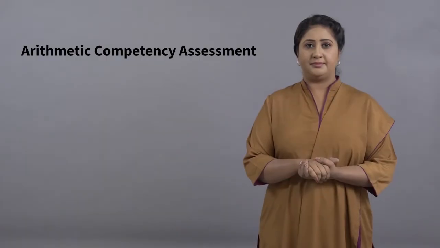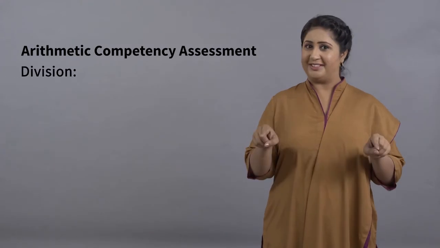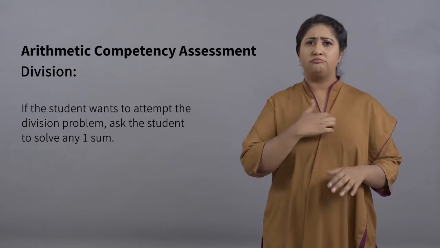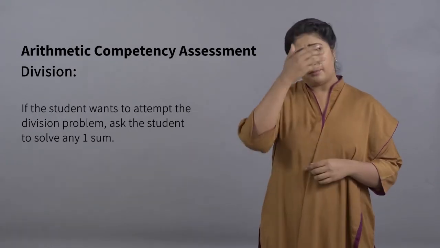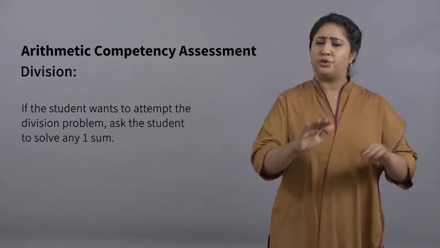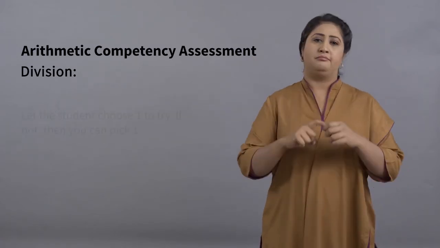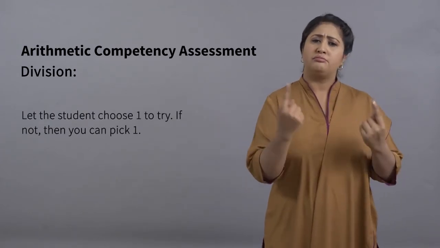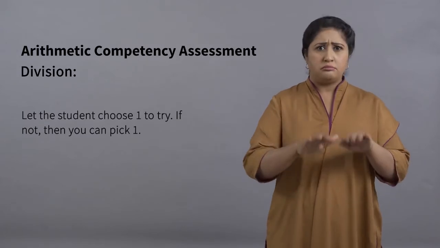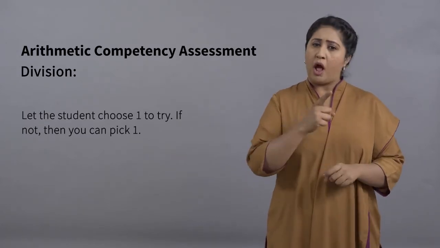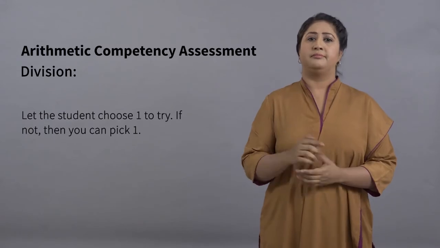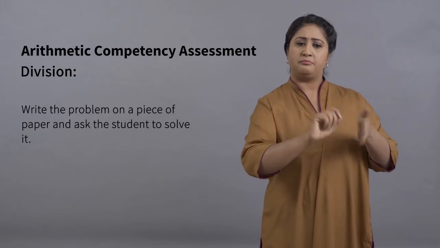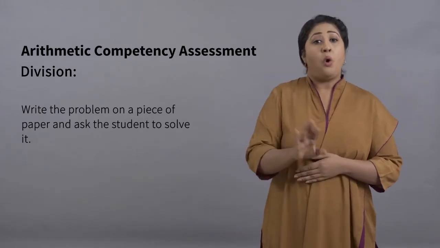Arithmetic Competency Assessment, Division. If the student wants to attempt the division problem, ask the student to solve any one sum. Let the student choose one to try. If not, then you can pick one. Then write the problem on a piece of paper and ask the student to solve it.